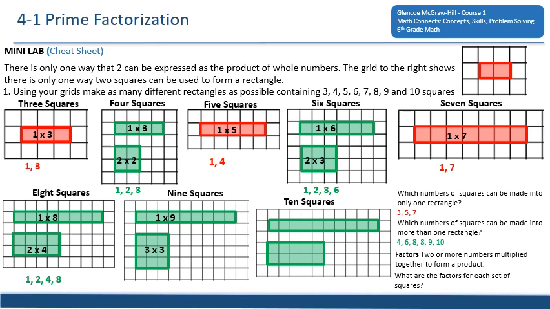For 8 squares, it's 1 times 8 and 2 times 4. So we have 1, 2, 4, and 8. For 9 squares, it's 1 times 9, 3 times 3. So it's 1, 3, and 9. For 10 squares, it's 1 times 10 and 2 times 5. So it's 1, 2, 5, and 10.